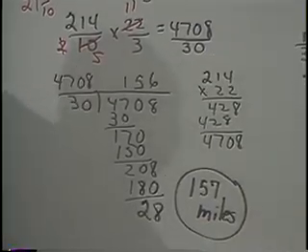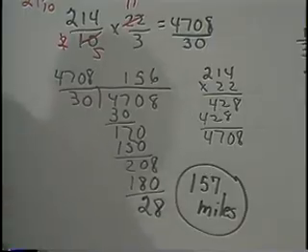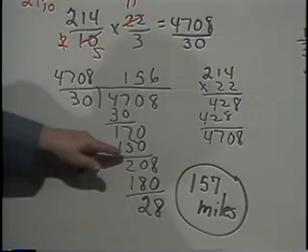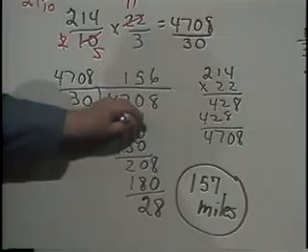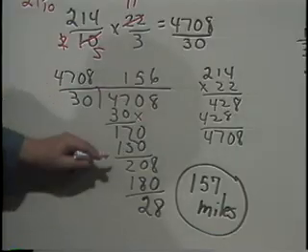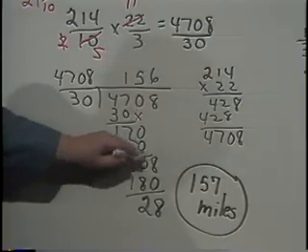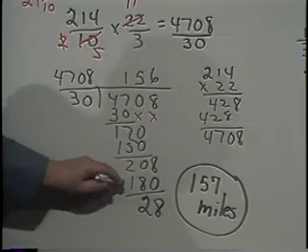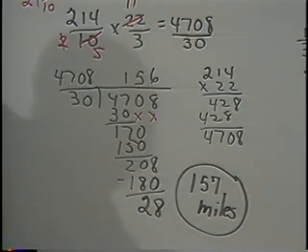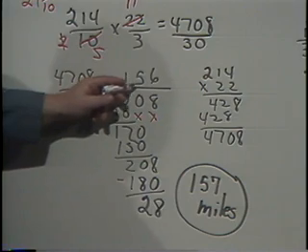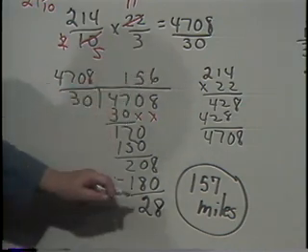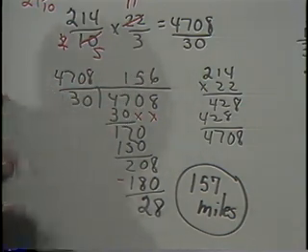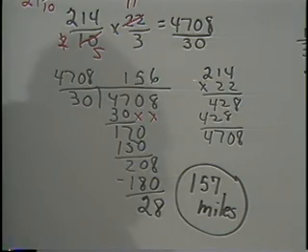30 goes into 47 once. See, this is now, what, a whole number problem. We subtract, we get 17, bring down the 0. 30 goes into 175 times. 150 from 170 is 20. We bring down the 8. 30 goes into 208 6 times. 180 from 208 is 28. So what do we have over here? 156 whole miles and 28 thirtieths of what you need for the next mile.